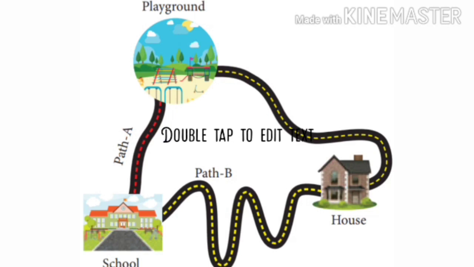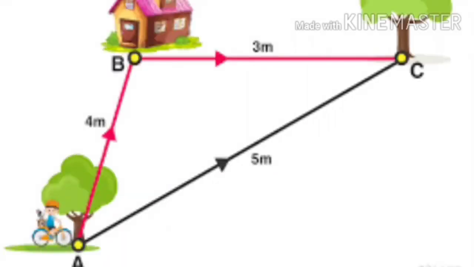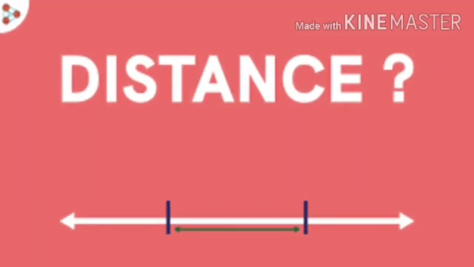So, from the above example, we could conclude that when an object travels from one place to another, it will reach faster if it travels along the straight line path. So, the straight line path is the shortest distance between 2 points. So, what is distance and displacement?